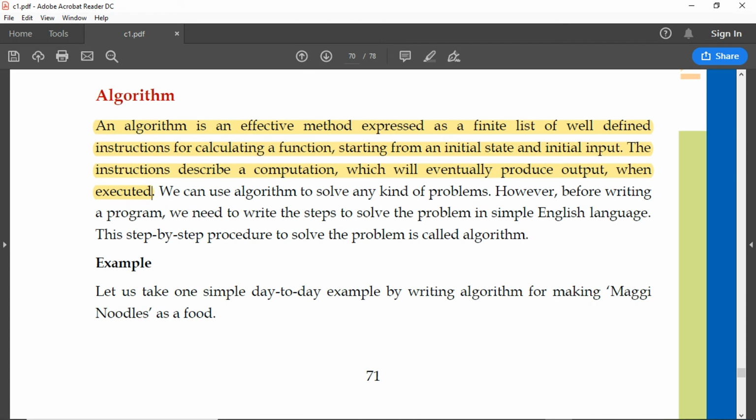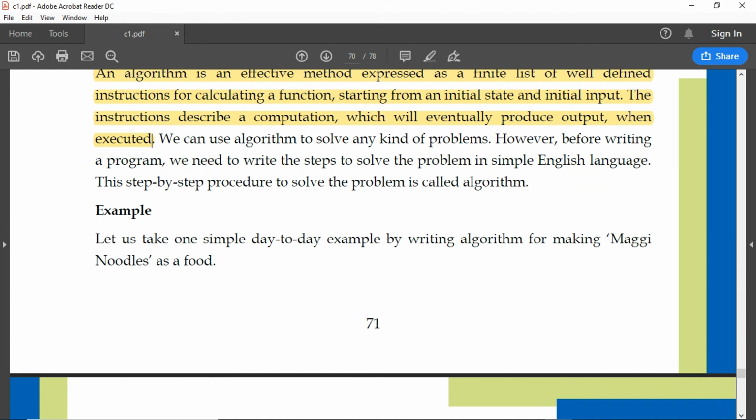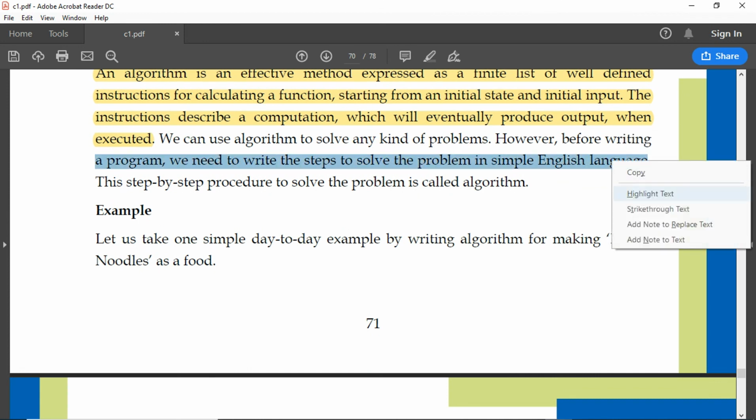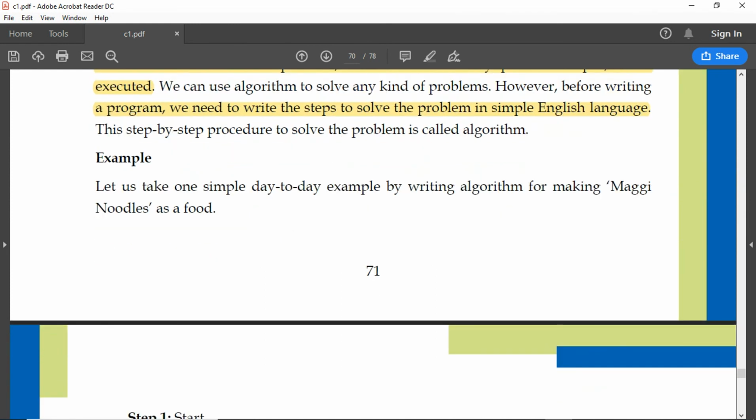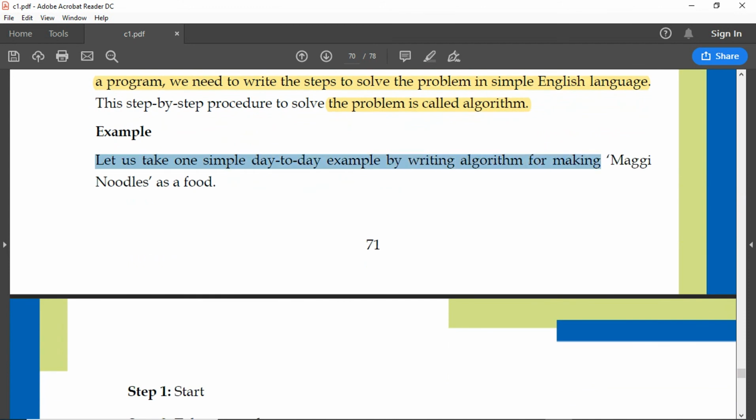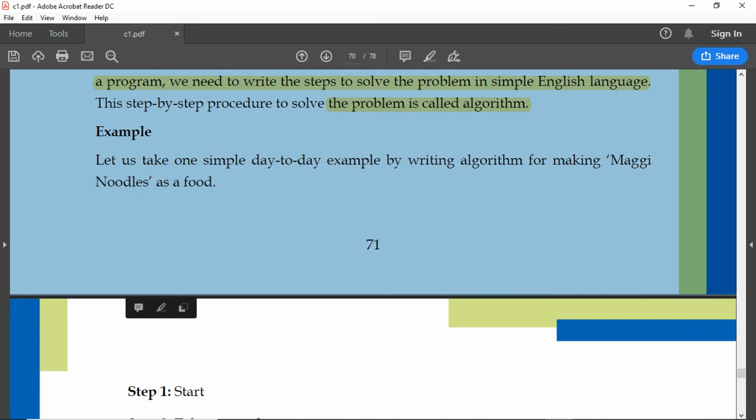We can use algorithm to solve any kind of problems. However, before writing a program, we need to write the steps to solve the problem in simple English language. This step-by-step procedure to solve the problem is called algorithm. Example. Let us take one simple day-to-day example by writing algorithm for making Maggi noodles as a food.